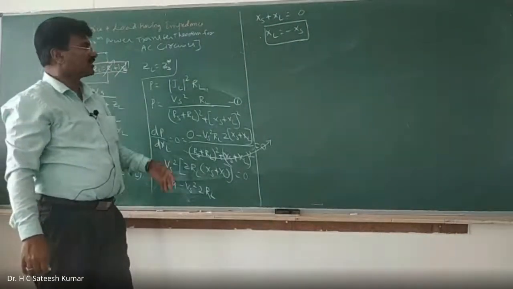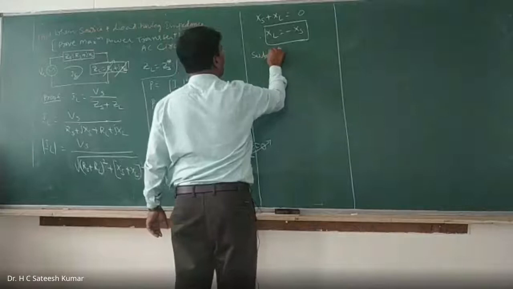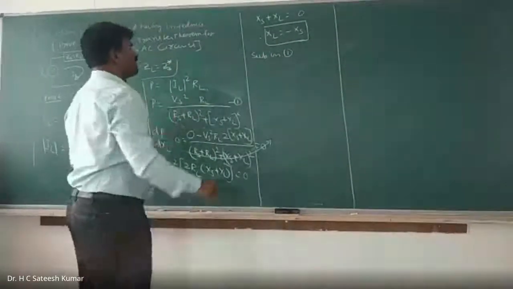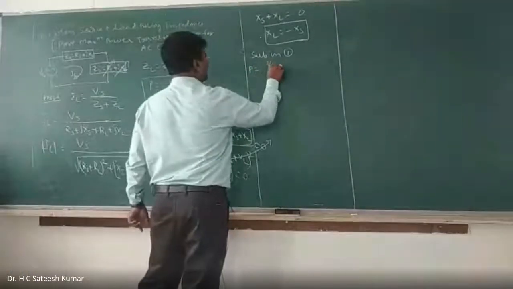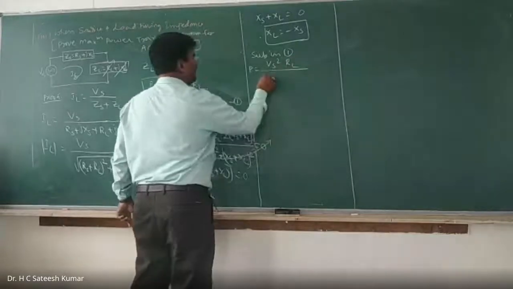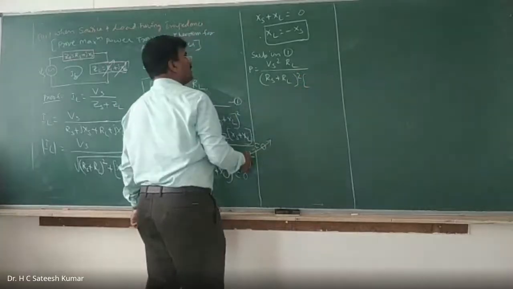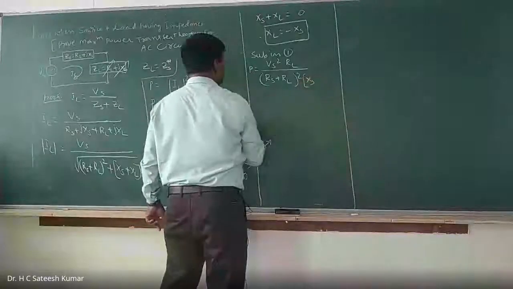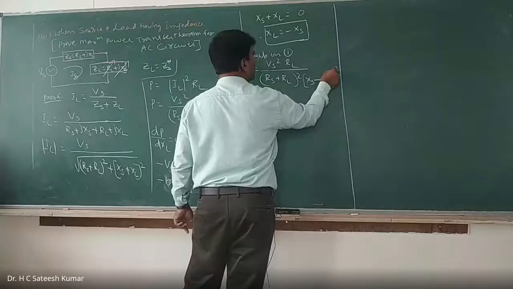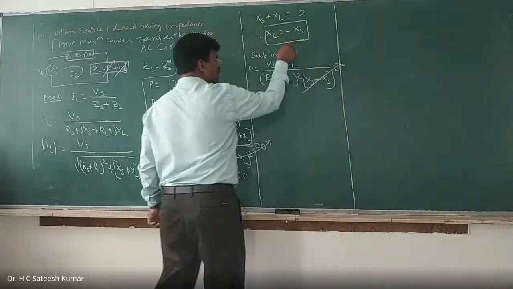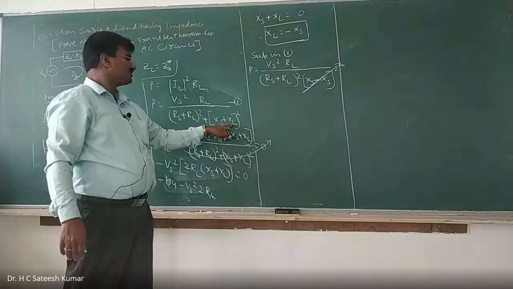Now, go for the next condition. Substitute this condition in equation number 1. Substituting in 1, P is equal to Vs square into RL divided by Rs plus RL whole square plus XS plus XL whole square. XL is minus XS, so this becomes XS minus XS, which is 0. I have substituted this condition, so XL becomes minus XS and this term becomes 0.